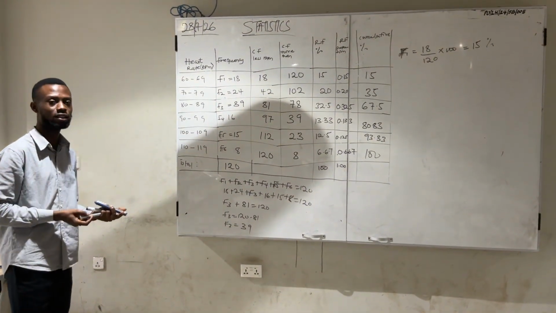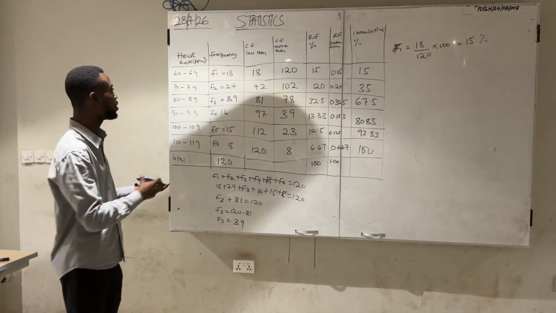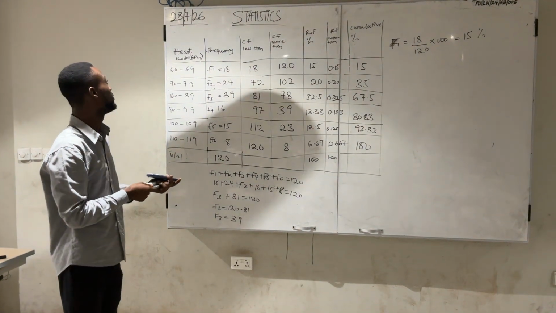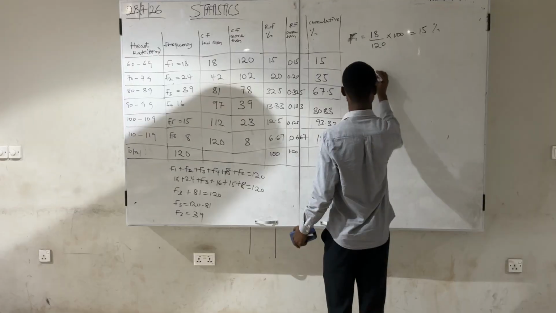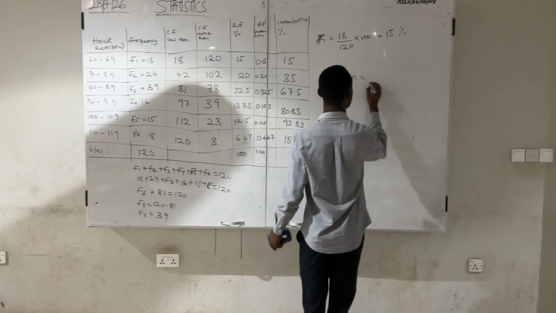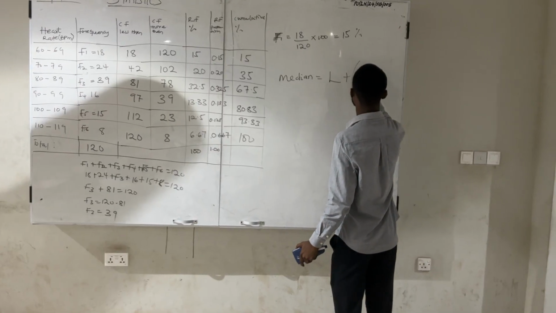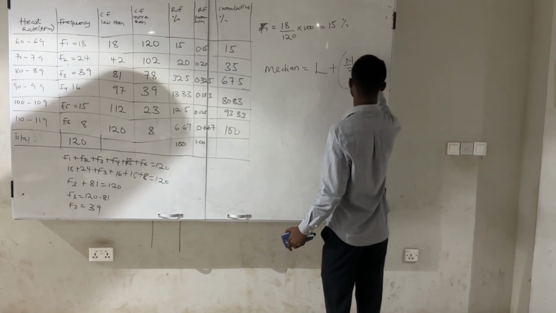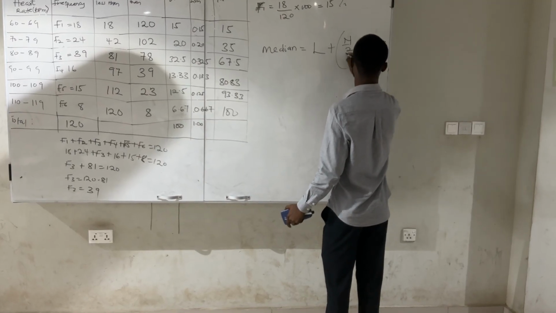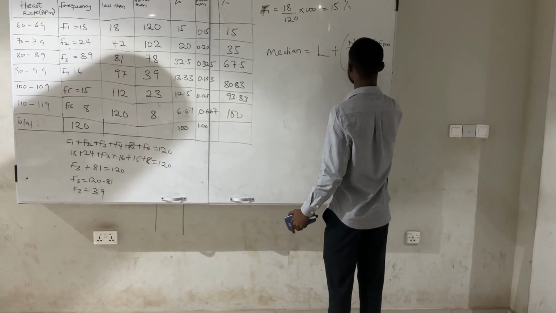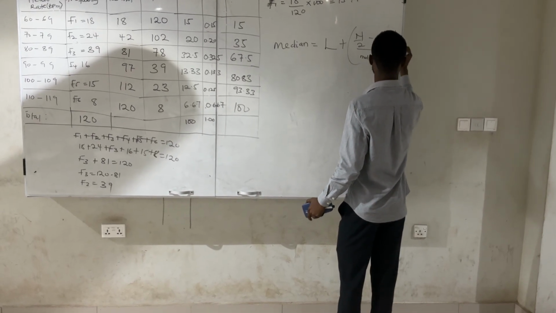Now the second question is that you are supposed to find the median of the cumulative frequency. Therefore we have a formula. Median will be equal to L plus N over 2 minus CF previous, all divided by the median frequency, all multiplied by the height.